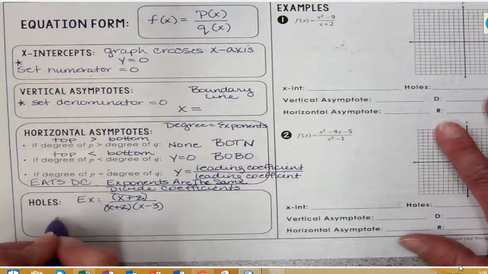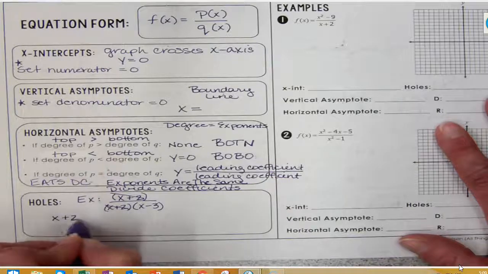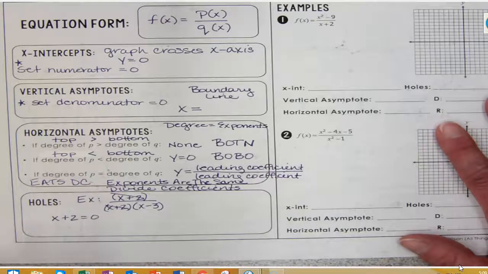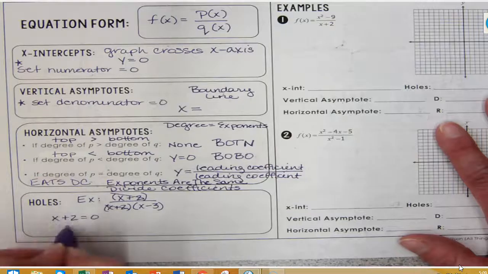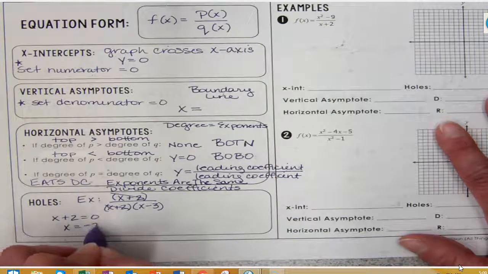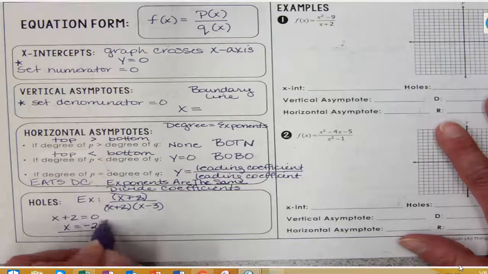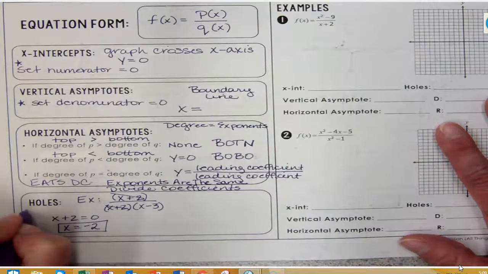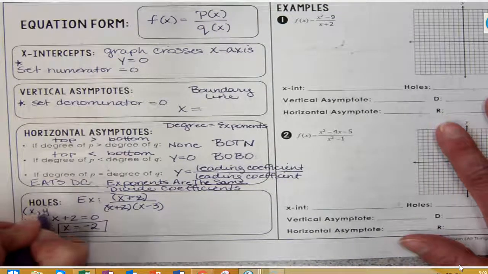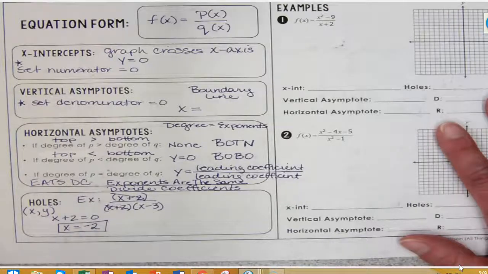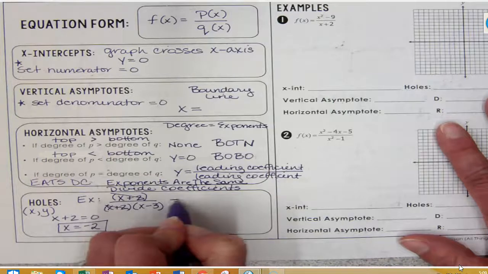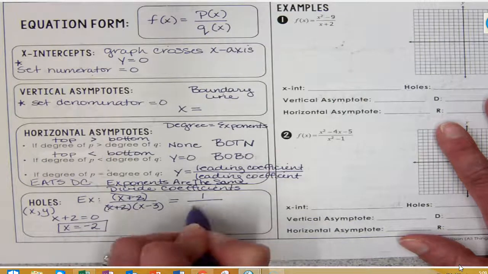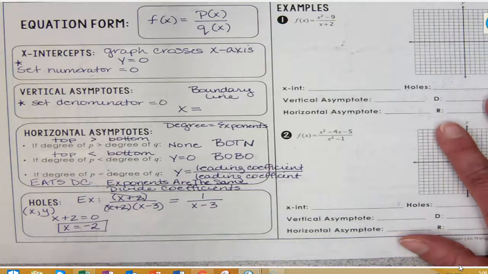So you're going to take your x plus 2, set that equal to 0, x equals negative 2. So at the location of the hole, your x coordinate is going to be negative 2. Now remember that a hole is a coordinate point. So you've got an x and a y coordinate. This has now simplified to 1 over x minus 3.